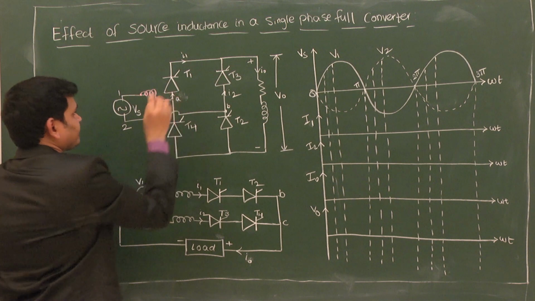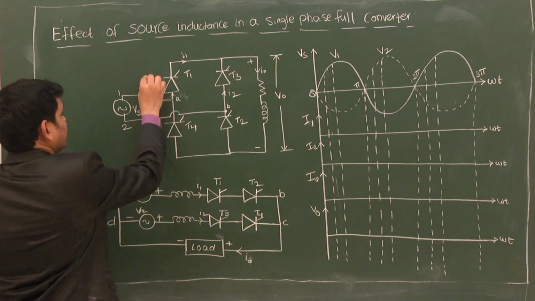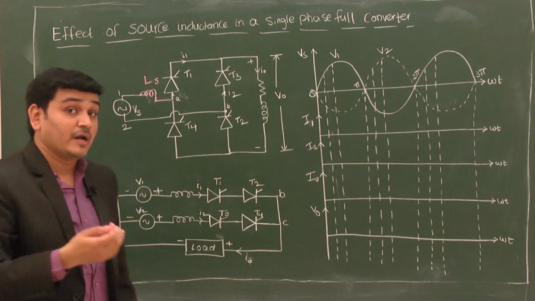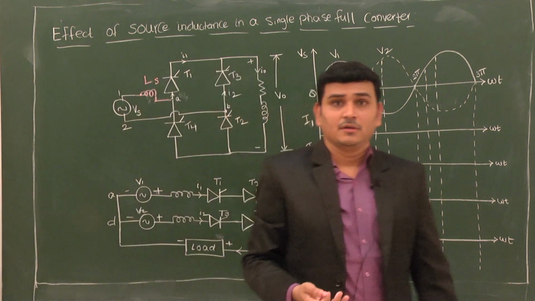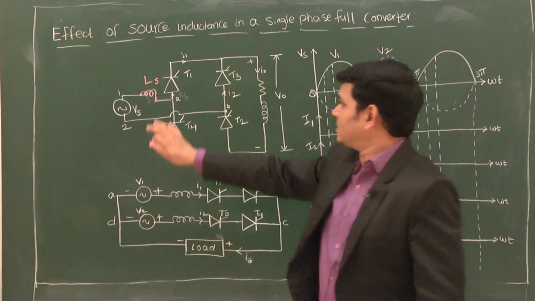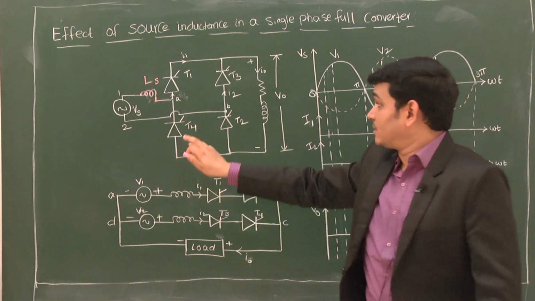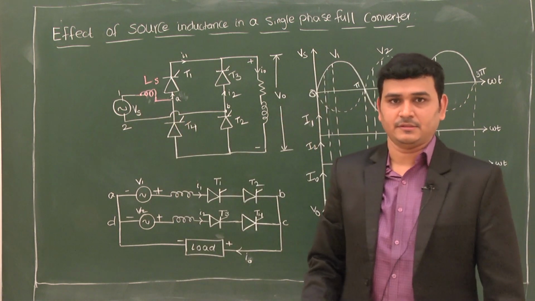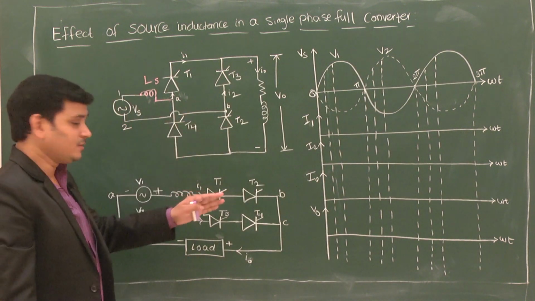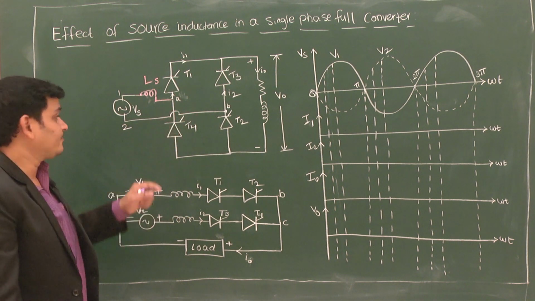Assuming the source has some inductance in place, that inductance is called LS, the source inductance. You have already seen the operation of the single phase full wave converter with RL type of load. Now let us see how the SCRs will be conducting, or how the circuit will operate, under the consideration of source inductance. The same circuit I have redrawn as an equivalent circuit. Let us discuss step by step.